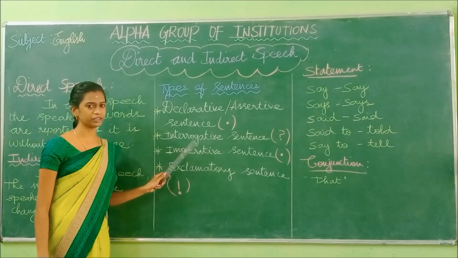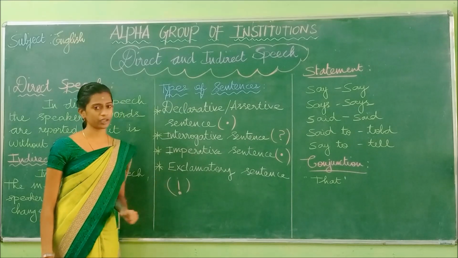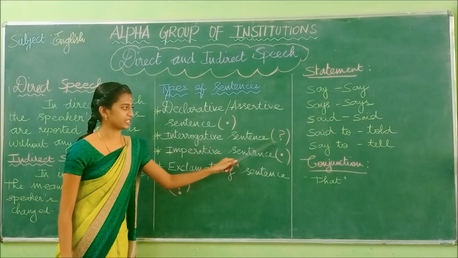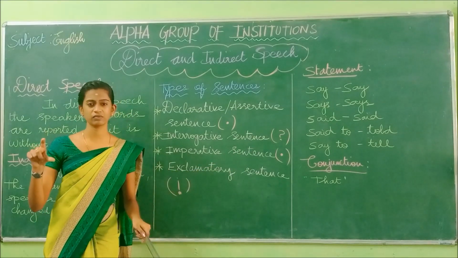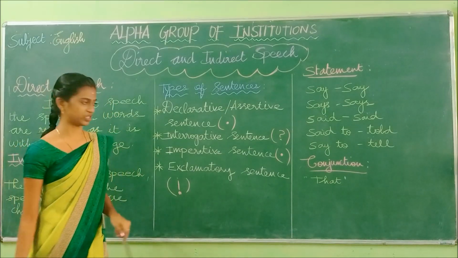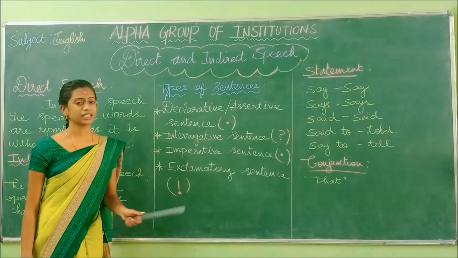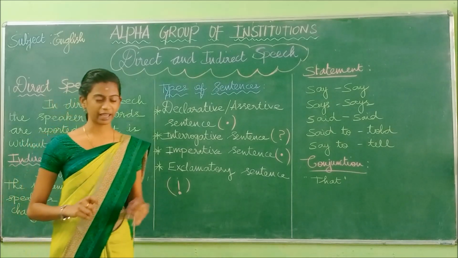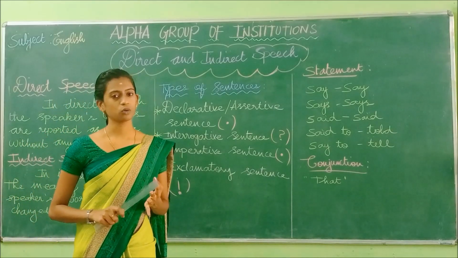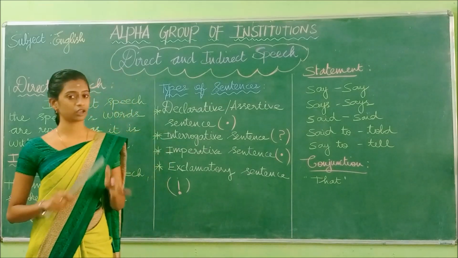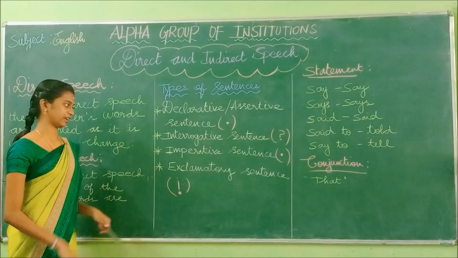And how will you identify a sentence is interrogative? Yes, by seeing the question mark. The sentence ends with a question mark. So that's called an interrogative sentence. And the sentence starts with the WH word like where, who, whose, how. So these are all interrogative sentences.